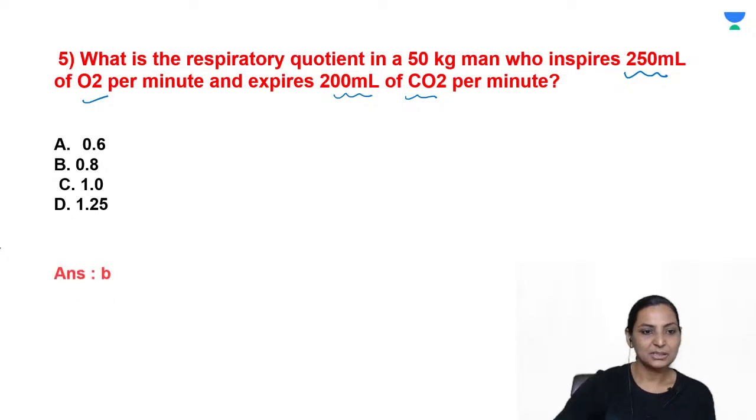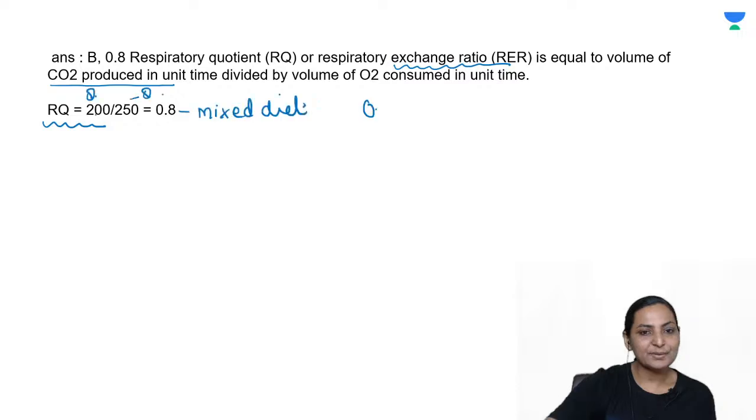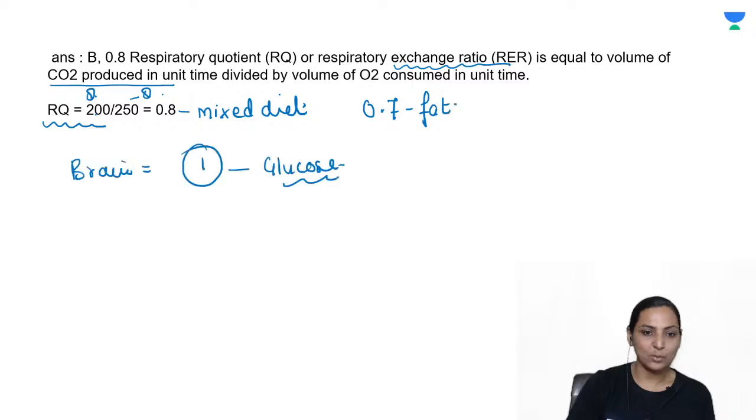So the correct answer is B, that is 0.8, because the respiratory quotient, also called the respiratory exchange ratio, is nothing but carbon dioxide produced divided by oxygen consumed, that is 0.8. This is usually with a mixed diet. When the diet has more fats, it becomes 0.7. Remember, the RQ of the brain is 1, because the brain depends upon glucose, or carbohydrates, for its nutrition.